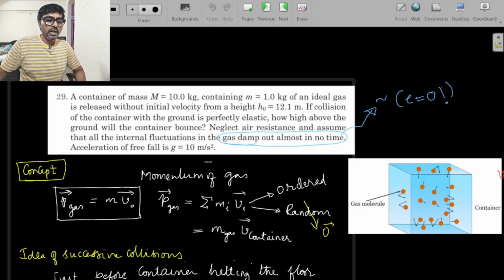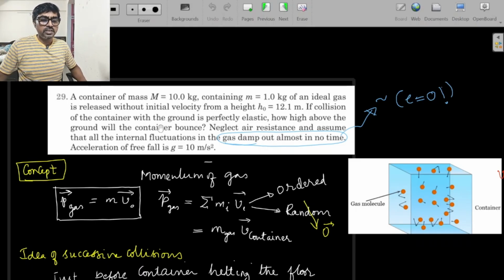Let's read it. A container of mass capital M equal to 10 kg containing small m equals to 1 kg of ideal gas. 1 kg ideal gas is pretty high, but anyway, and this entire container is released without initial velocity from a height h naught equal to 12.1 meter. If collision of the container with the ground is perfectly elastic, how high above the ground will the container bounce? So bouncing off they are talking about.